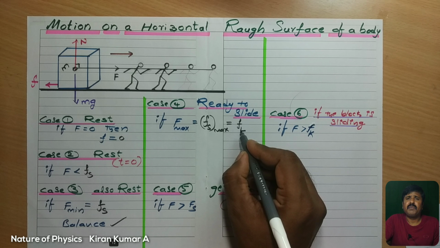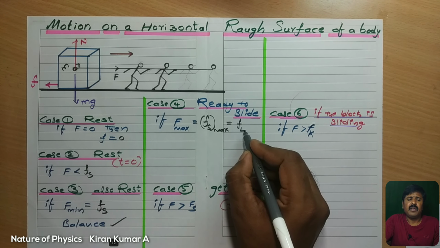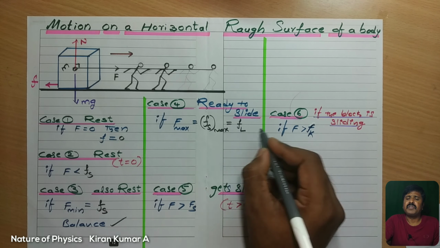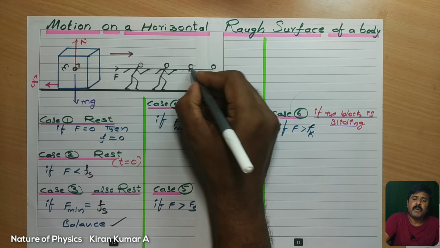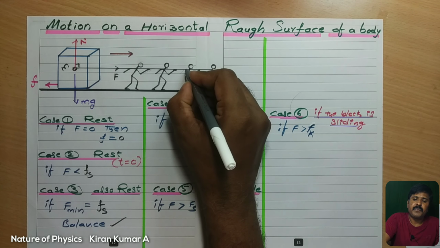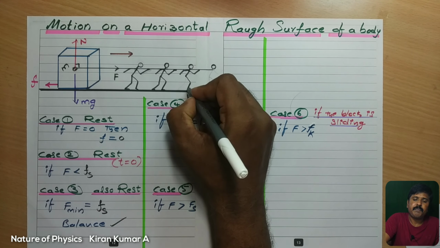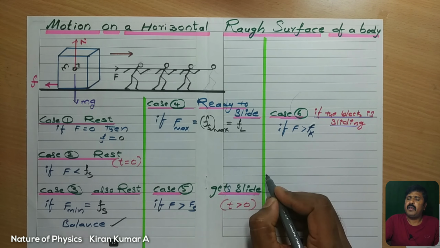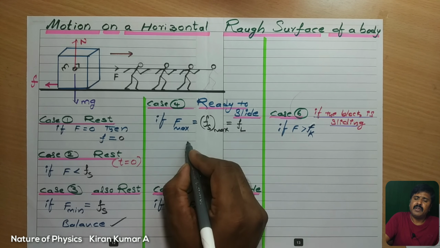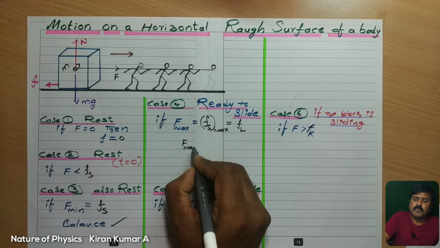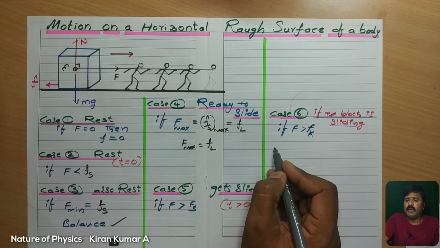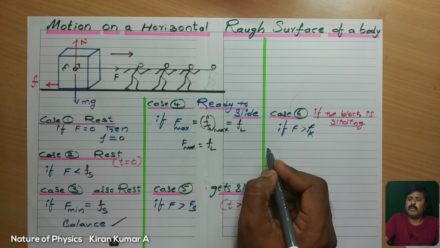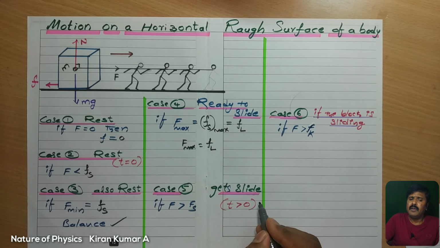Already I told you, frictional force is a self-adjusting force. Whenever the applied force increases, the frictional force also increases. So the body is ready to move with 3 persons. Then the limiting friction is there, so F maximum is equal to Fl, the limiting friction. In this situation the body is ready to get motion on the horizontal surface.